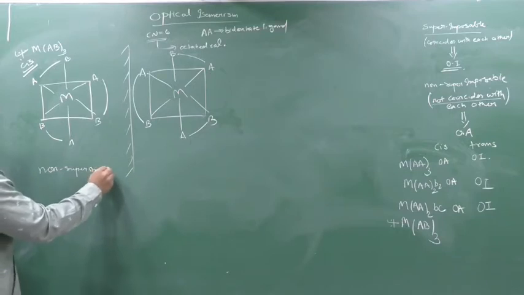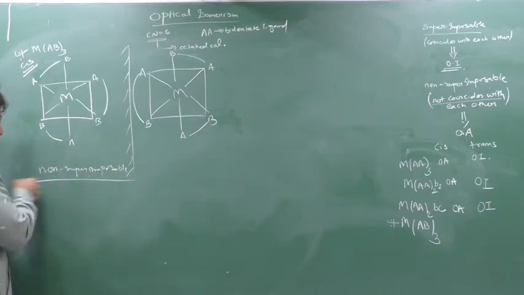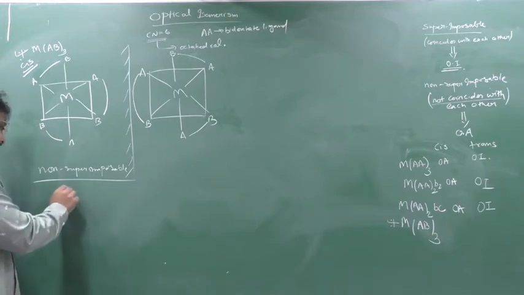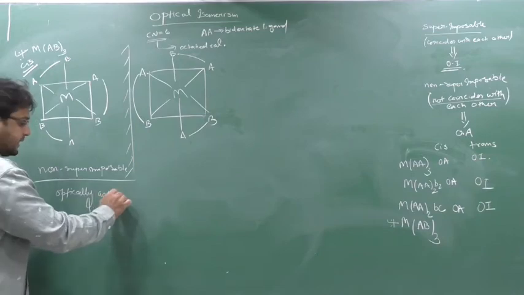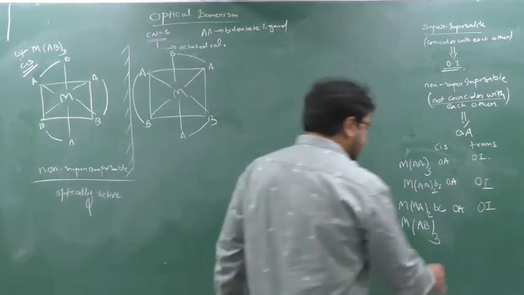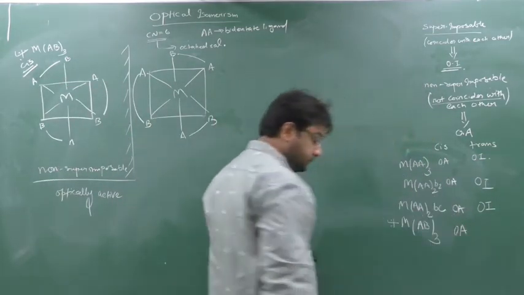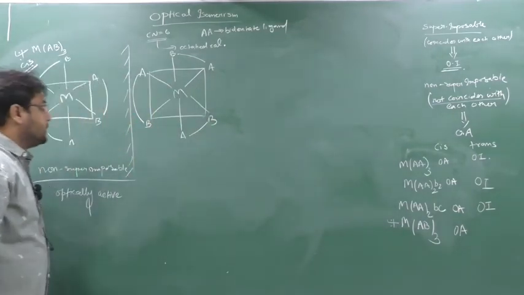So they are non-superimposable. When they are non-superimposable, what is the condition? Optically active. So I can say like this, MAB3 type is optically active. Clear? Take a screenshot.